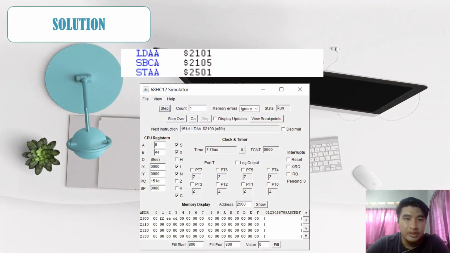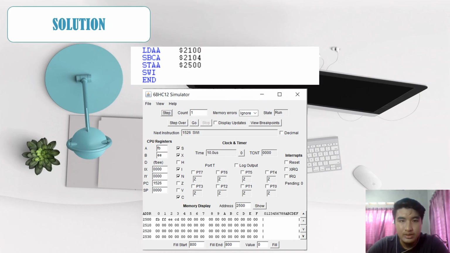For the third operation it will also be the same, so we just take a look at the answer. The answer for this operation will be stored at the memory location 2501. So as you can see here, this is the answer for the third operation.